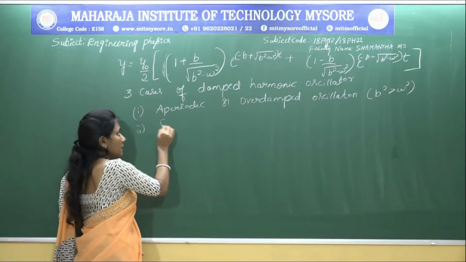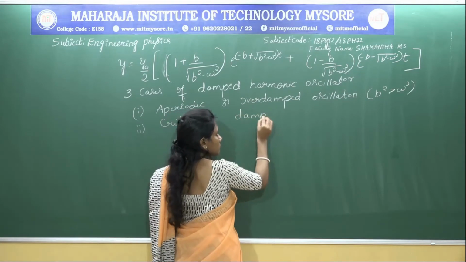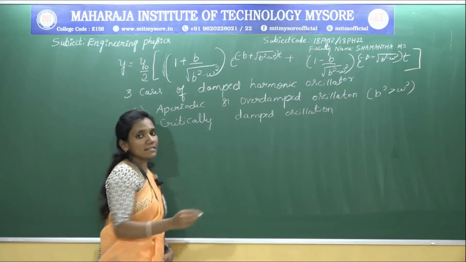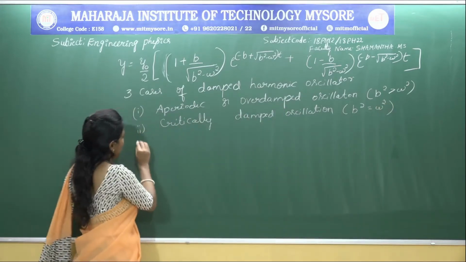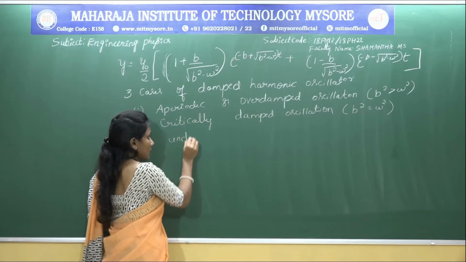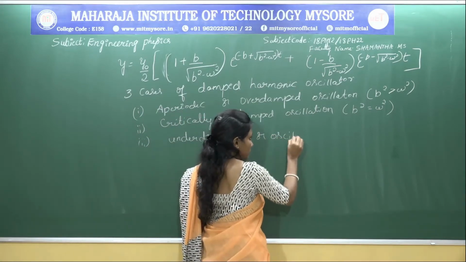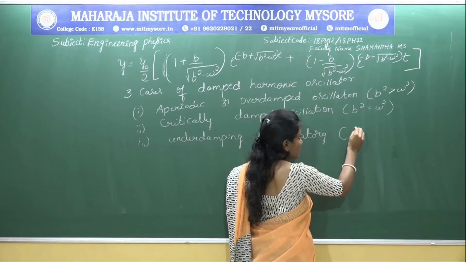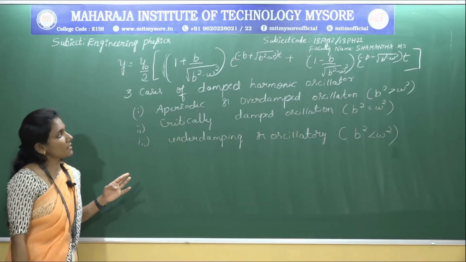And the second one is critically damped oscillation. In this case the damping is equal to the angular frequency. And the third case is underdamping or oscillatory. In this case the damping is less compared to the angular frequency. So like this, 3 cases are classified.